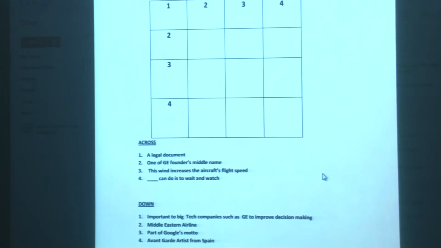And avant-garde artist from Spain. Do you know who is the avant-garde artist from Spain? Dali. Okay, good. So everything fits in. So that is Dali, Salvador Dali, and the 4 across is dash can do is to wait and watch. All I can do is to wait and watch, which is true even here.